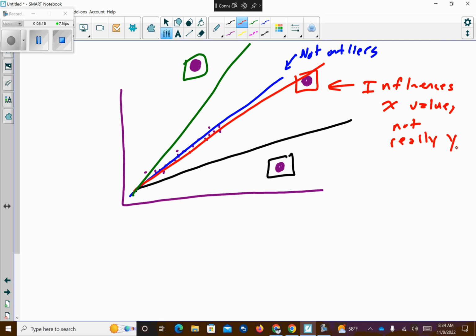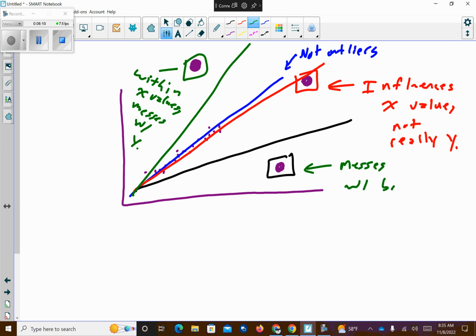Okay? Whereas the green and the blacks, the green one doesn't really mess too much with our X value because it's within our data in the X direction, but it impacts our Y. The black one, the black boxed one, influences our X and influences our Y. Okay, so I'm going to put that this is within the X. Messes with Y. Okay, so this is within the X values, but it messes with our Y. This messes with both X and Y.